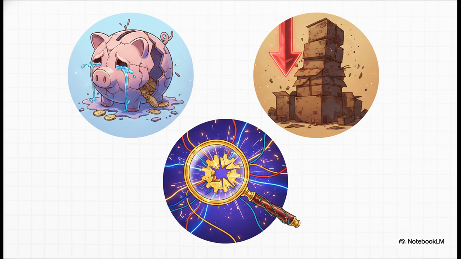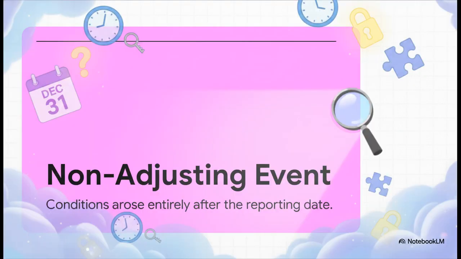The exact same logic goes for inventory. If you sell specialized seasonal tech inventory in January for a massive markdown, it provides concrete evidence that its true net realizable value back on December 31st was actually way lower than you thought. And naturally, if you discover a material calculation error in January, you absolutely must adjust the December statements to fix it.